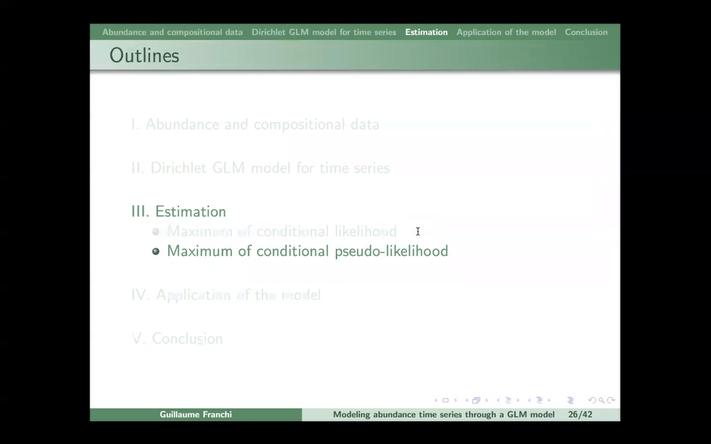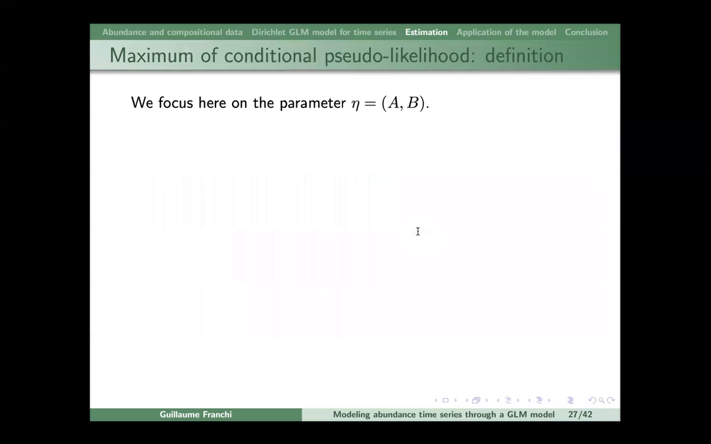That is why we propose another estimator, which we will call the maximum of conditional pseudo likelihood. Here we just modify the function to optimize, and we only consider the parameter eta, which is linked to the mean of the species.